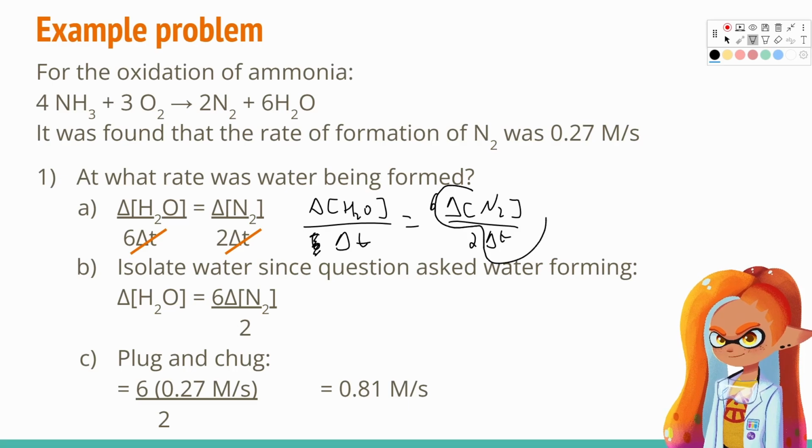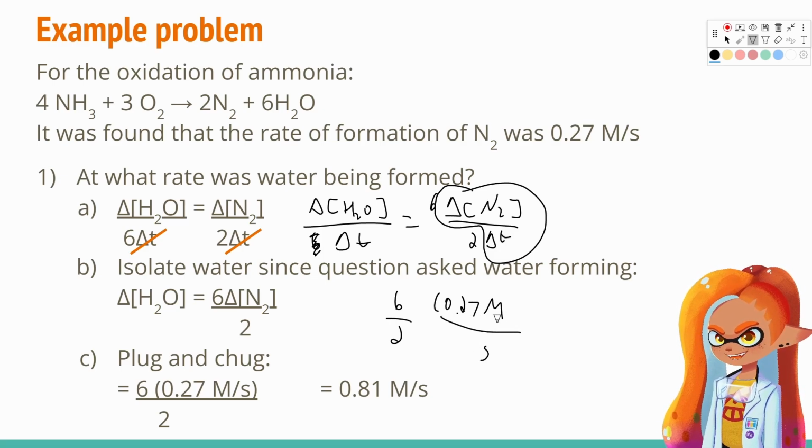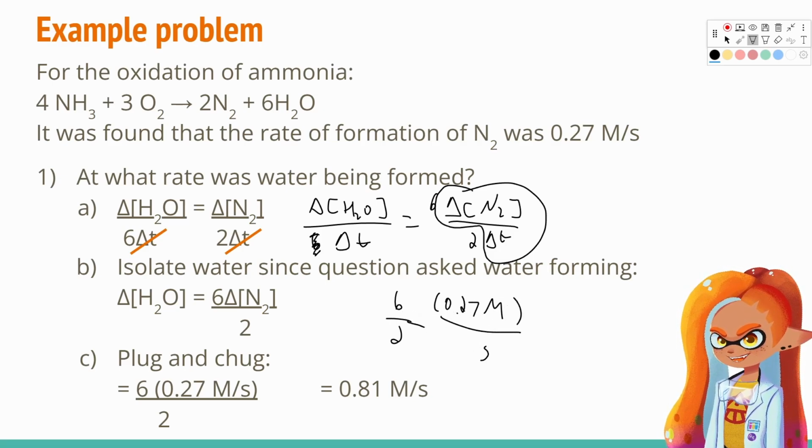So let me circle this whole thing right there, because that whole thing is technically 0.27 molar per second. So really it's 6 divided by 2 multiplied by 0.27 molar per second. So in case you're wondering why am I replacing the whole thing? Well, the seconds is the delta t, which is a 1 technically, because it's 0.27 M divided by 1 second. And so that's why this is the actual proper way of doing it.